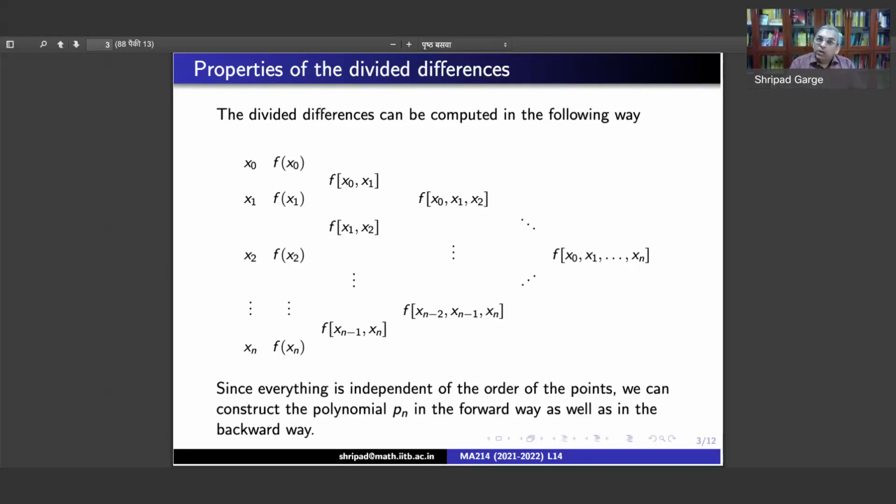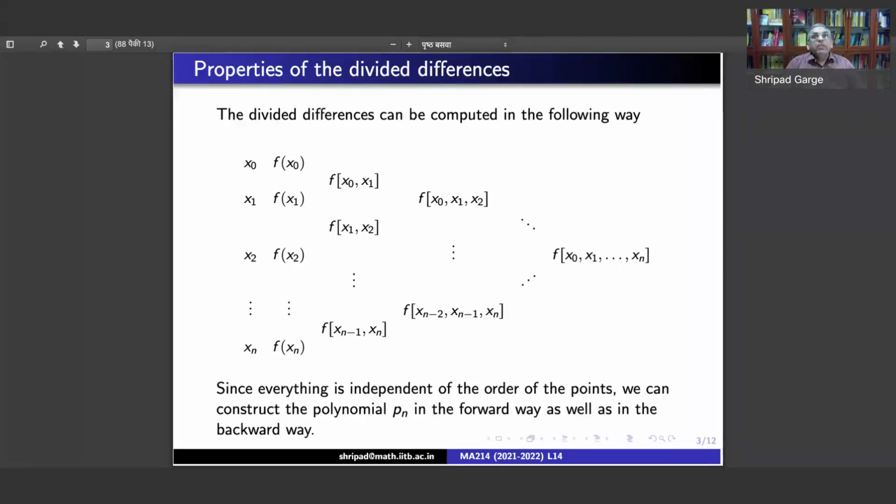To compute the polynomials, you can go across any path. All you need to do is, from the first order divided differences, which will be f of x naught, f of x1, f of x2 up to f of xn, you start from them, you go to the second order divided difference, then the next order, then the next order, and so on in any way.